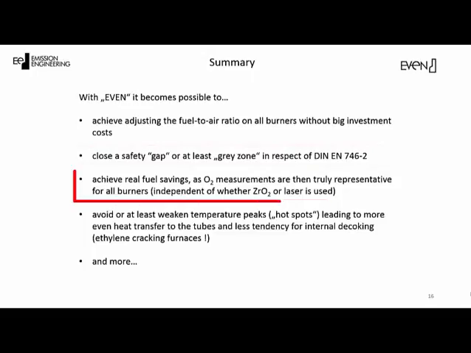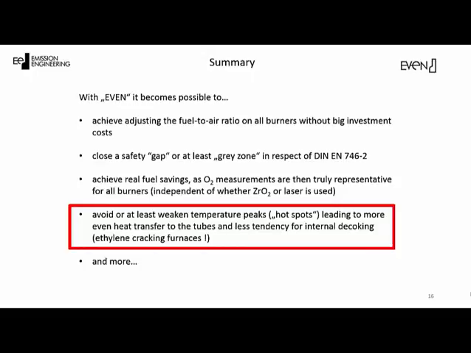Fuel savings by excess air reduction are achievable in reality, not only on paper. Oxygen measurements become more reliable and representative through the usage of Even. Adjusting fuel-to-air ratios so that they are similar in all the burners leads to lower peak temperatures in the flames, which translates into a more uniform heat transfer to the product tubes, fewer so-called hot spots, and therefore less coke formation inside the product tubes.